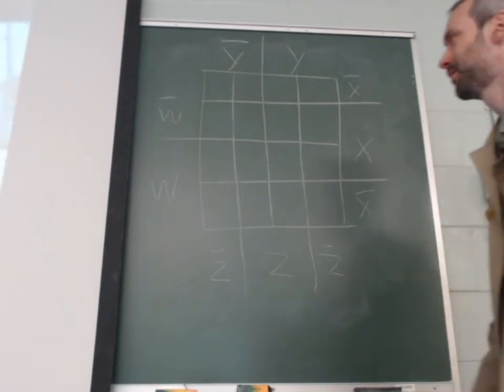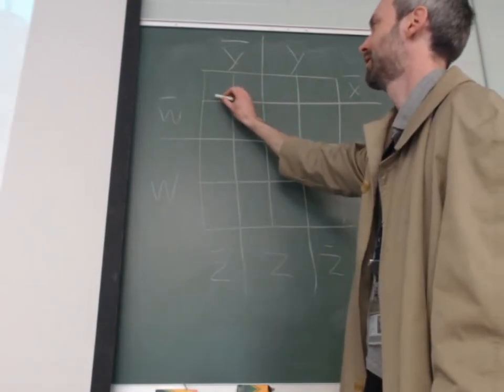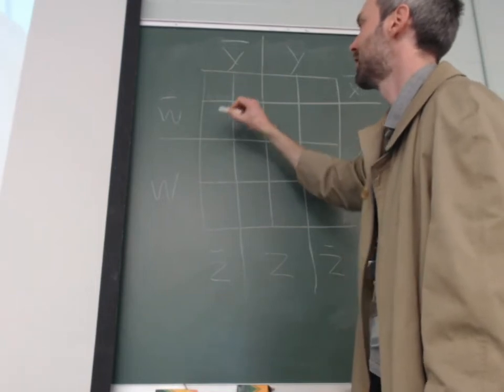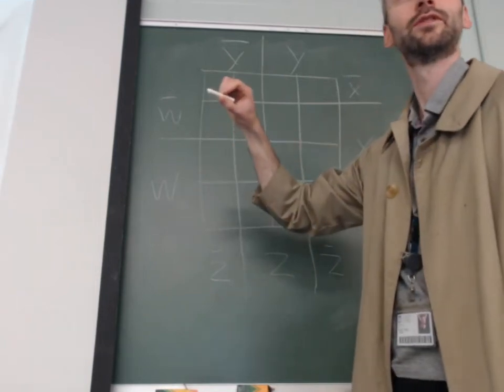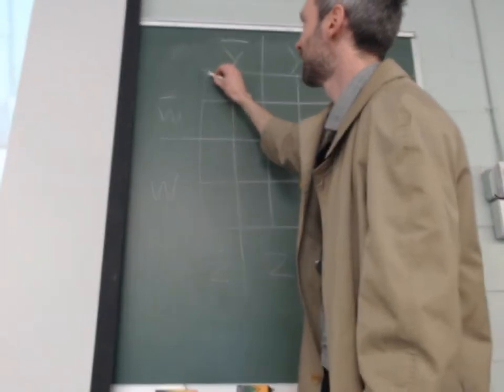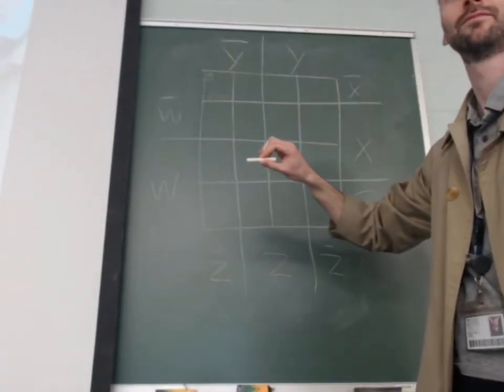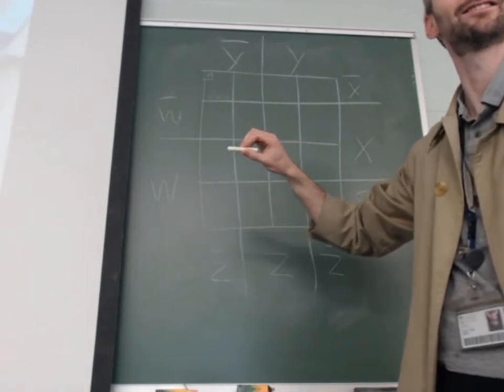Let's fill this in. What's the bitmap here? 0, 0, 0, 2. 0, 0, 0, 0. So it's M sub 0. This one? 0, 0, 0.